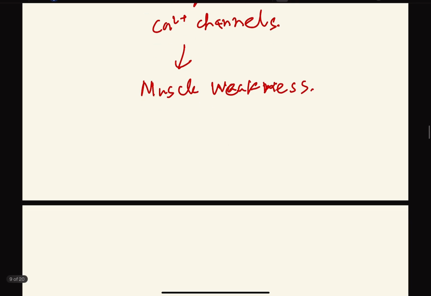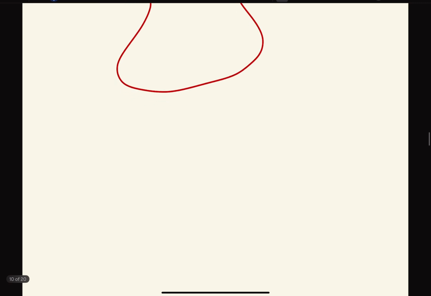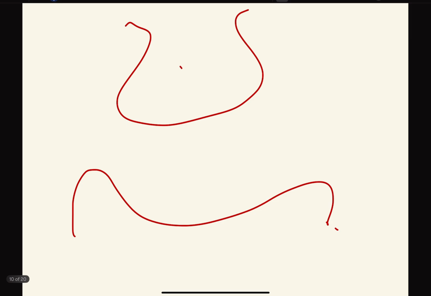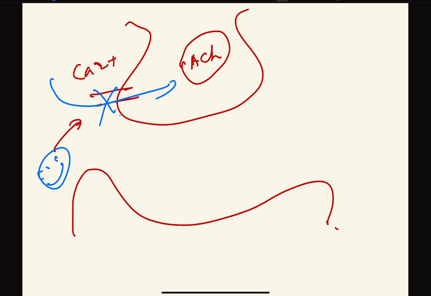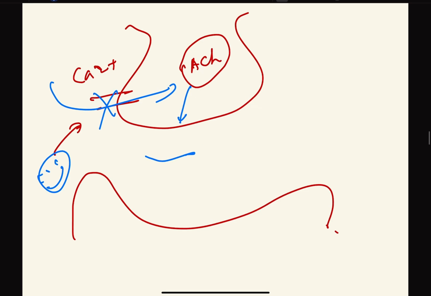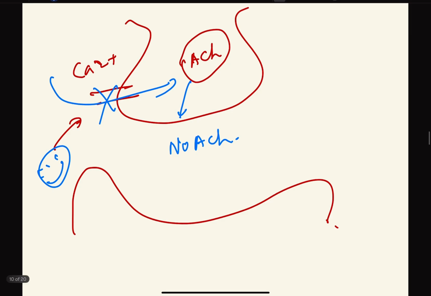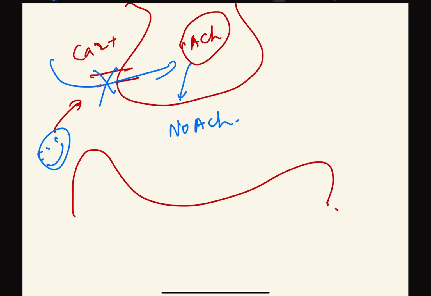Let's see how it is done. If this is the neuromuscular junction, and this is the acetylcholine in the vesicle, and this is the presynaptic calcium channel, autoantibodies are produced against these calcium channels and they destroy them. When calcium channels are destroyed, calcium can't move in through the presynaptic calcium channel into the presynaptic nerve terminal, and it can't release the acetylcholine into the synapse. So no acetylcholine is released, and that causes muscle weakness or muscle paralysis.